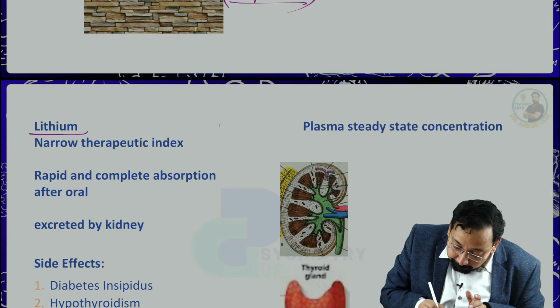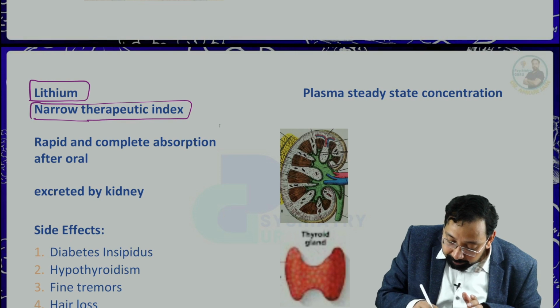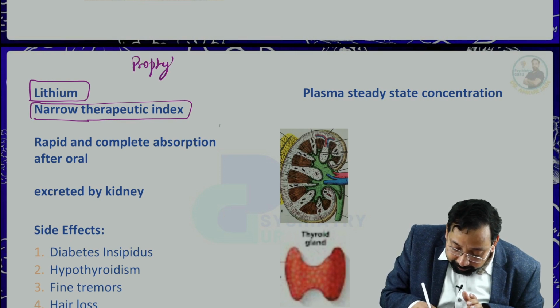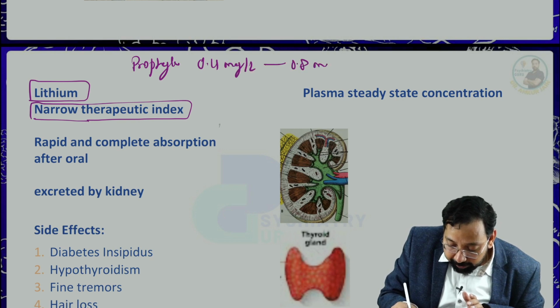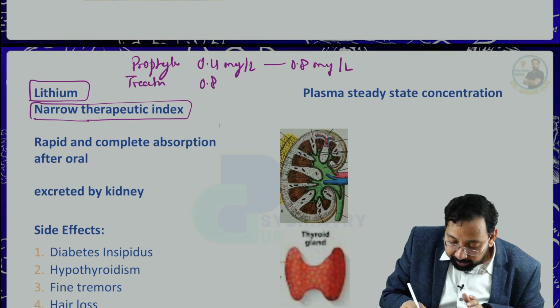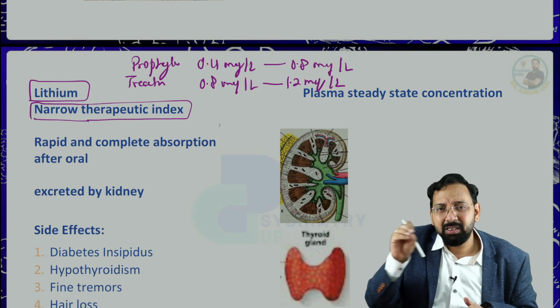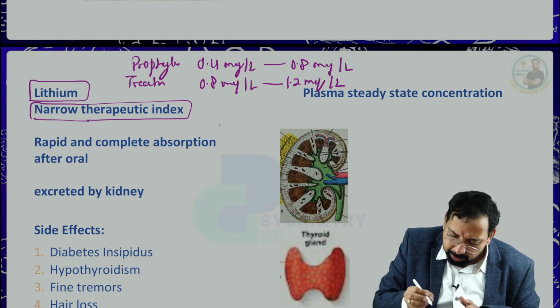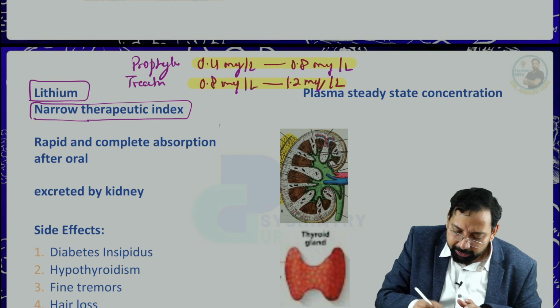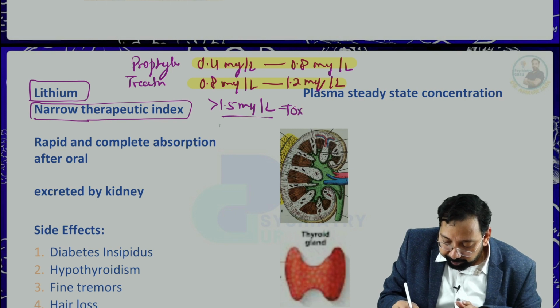Now lithium. Every time you can expect one question: it has a narrow therapeutic index. Prophylaxis means 0.4 milliequivalent per liter to 0.8 milliequivalent per liter. Treatment is 0.8 milliequivalent per liter to 1.2 milliequivalent per liter. Yes, this range changes in different textbooks. I will simplify. Just remember 4 to 8, 8 to 12. And if more than 1.5 milliequivalent per liter, that is toxicity.